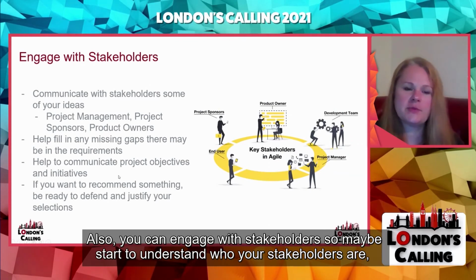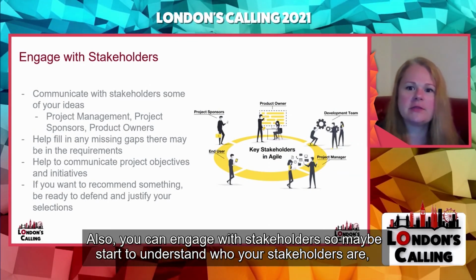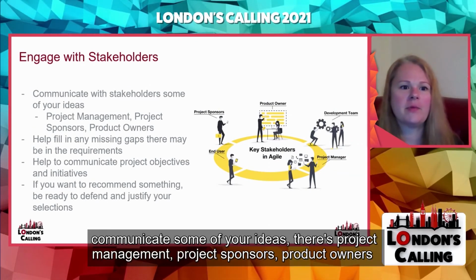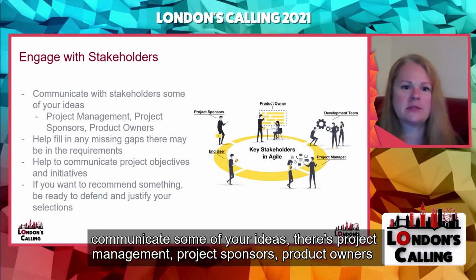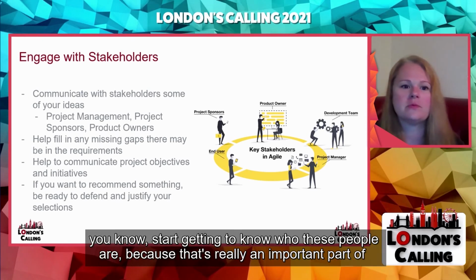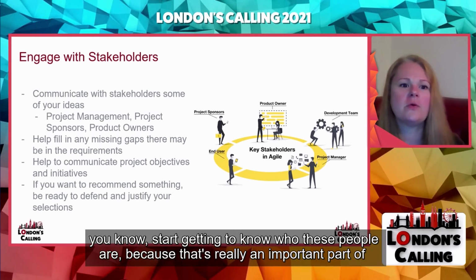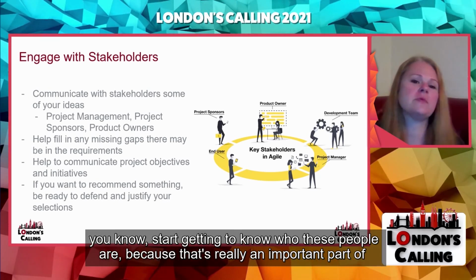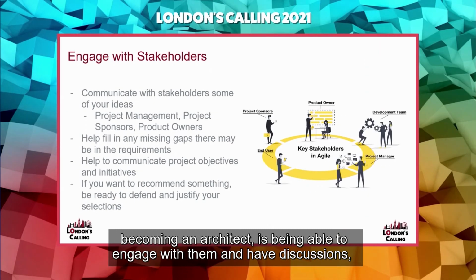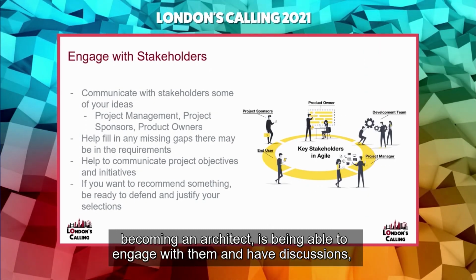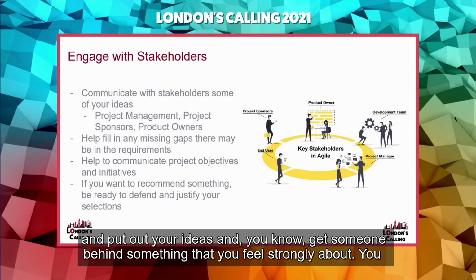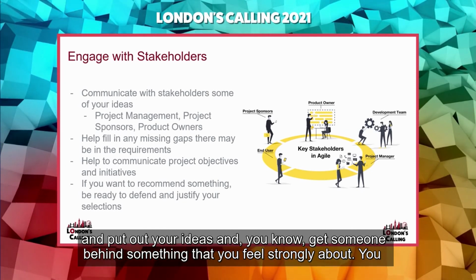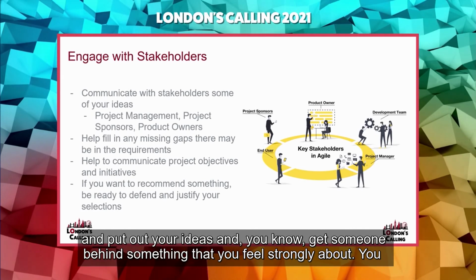Also, you can engage with stakeholders. So maybe start to understand who your stakeholders are, communicate some of your ideas. There's project management, project sponsors, product owners. Start getting to know who these people are, because that's really an important part of becoming an architect, being able to engage with them and have discussions and put out your ideas and get someone behind something that you feel strongly about.